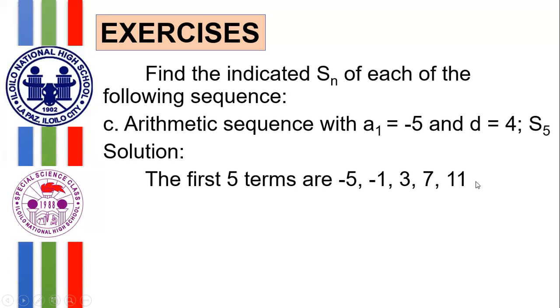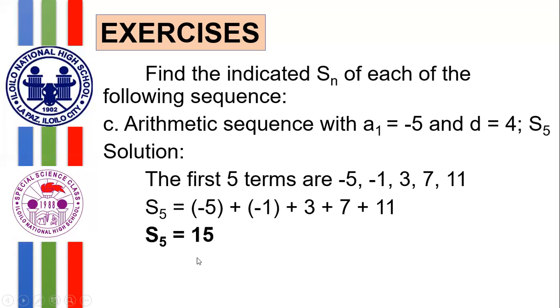If you continue the pattern, it might not be useful considering that you are getting the sum of the first 5 terms only. So with such, S sub 5 is equal to negative 5 plus negative 1 plus 3 plus 7 plus 11, and that gives you 15 as the value of S sub 5. I hope you understand this properly.